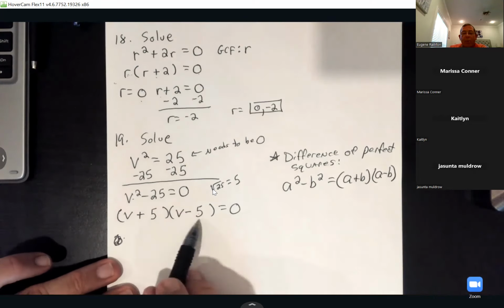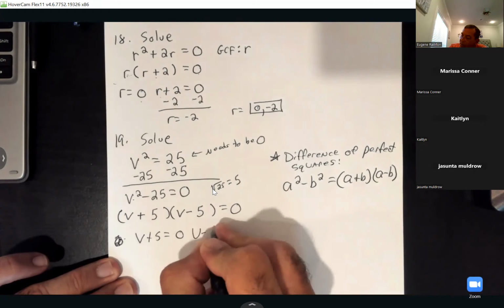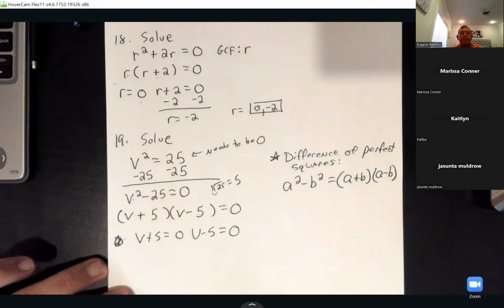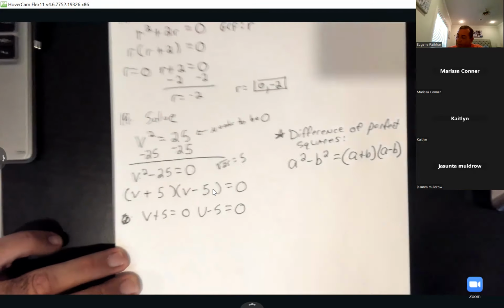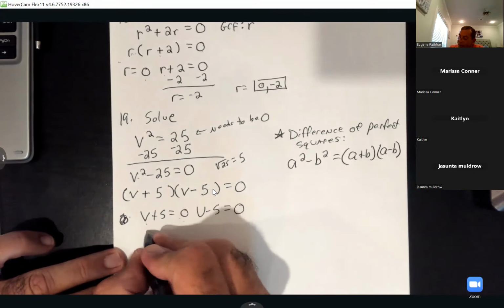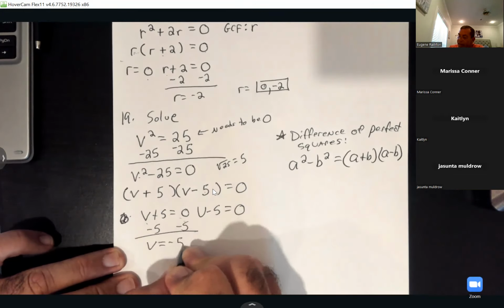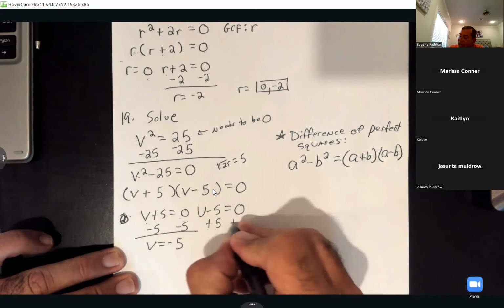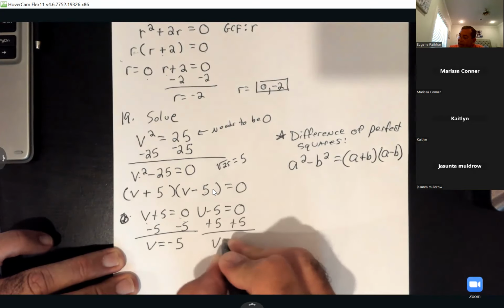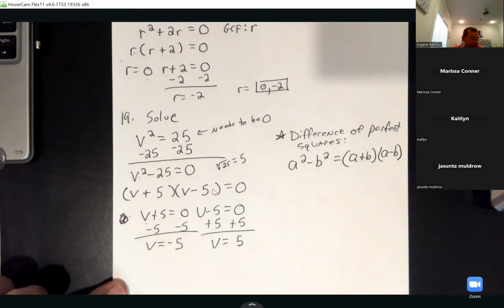And then remember at that point, set both of your factors equal to 0. So now I'll solve this one by subtracting 5 from both sides. I get v equals -5. Right here, I'll add 5 to both sides. And I get v equals +5.